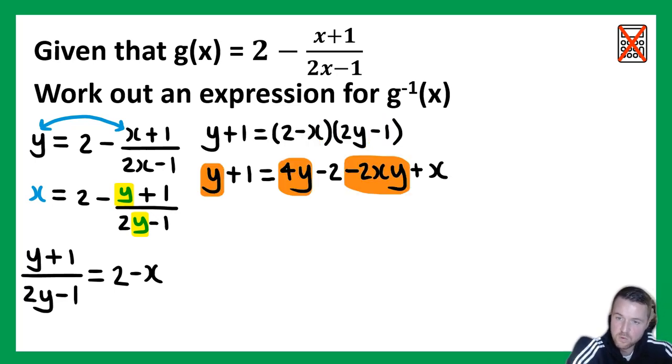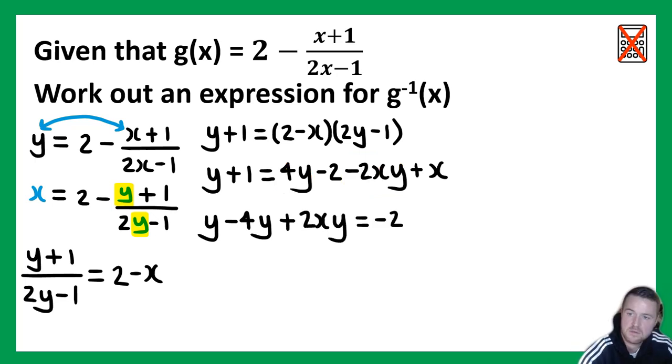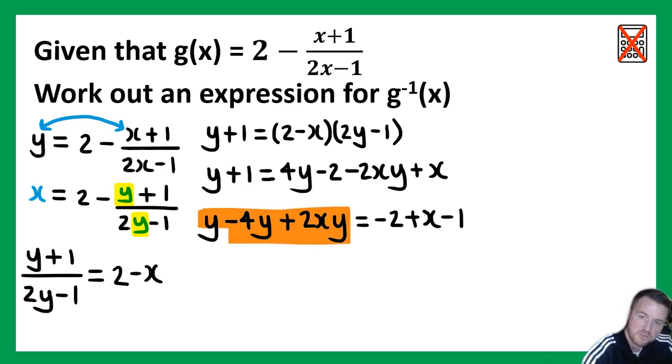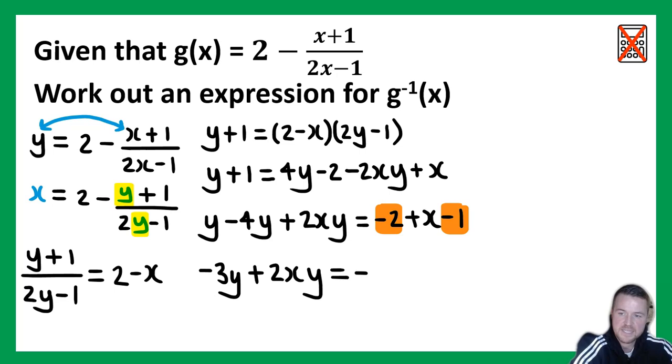Isolate all of the terms that involve y. I'll do this by subtracting 4y from both sides and adding 2xy to both sides, negative 2 plus x on the right-hand side, before subtracting 1 from both sides, and therefore leaving me with all of the terms that involve y by themselves. In this case, I can actually collect some like terms, since I know y minus 4y is negative 3y, and negative 2 take away 1 is negative 3.